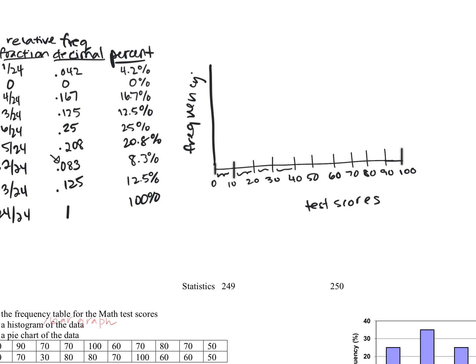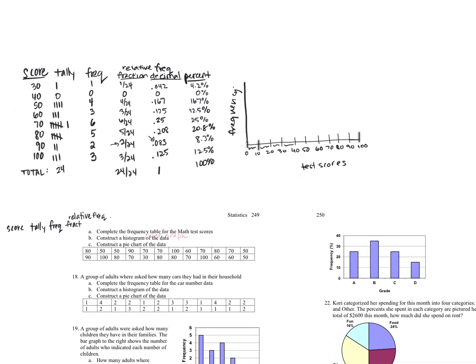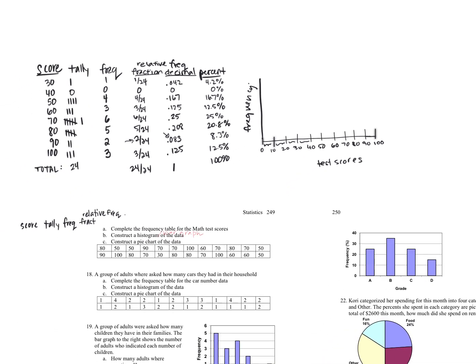So we know that we got, going back over here, 30, we got 1. So we're going to go, let's see, here I have 1, 2, 3, 4, 5, 6, 7, 8. So just counting by ones here all the way up to 8. So we know, again, at the score of 30, we had 1, so we're going to fill in that bar. And then 40 was 0, so nothing going on there. At 50, we had 4, so we're going to go up to 4. At 60, we had 3, so just a little less. At 70, we went up to 6.